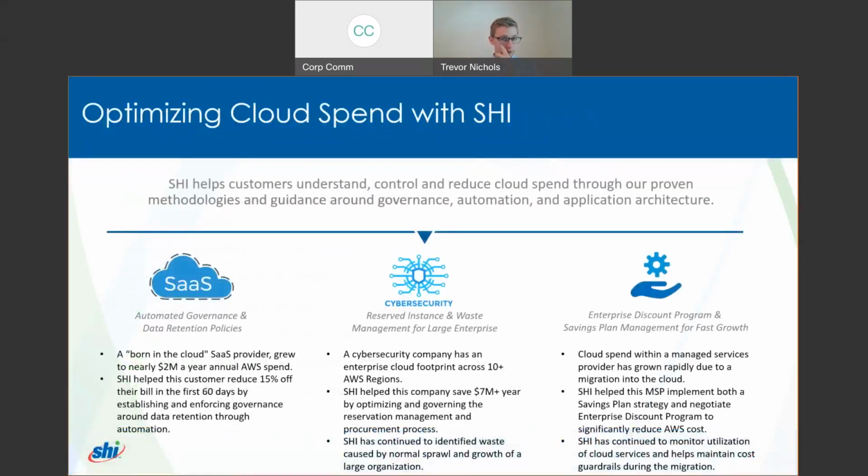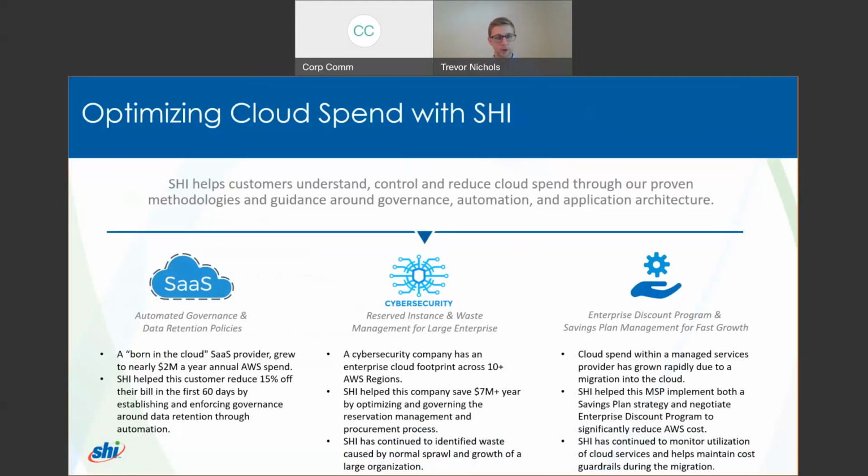To give you a few examples of some different companies that pursued this, we've got 3 different technology-focused organizations who all made these sort of changes by working with SHI. So the first one on the left is a fully SaaS-based business who provides services to different clients across the United States. They're fully born in the cloud. They had a pretty healthy spend of about $2 million a year in AWS.